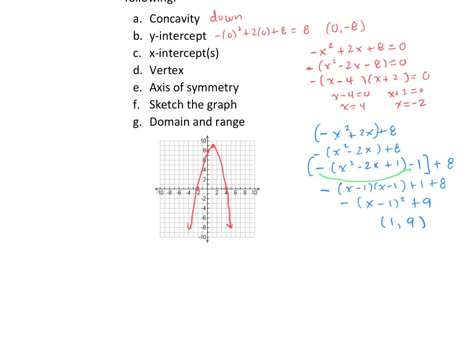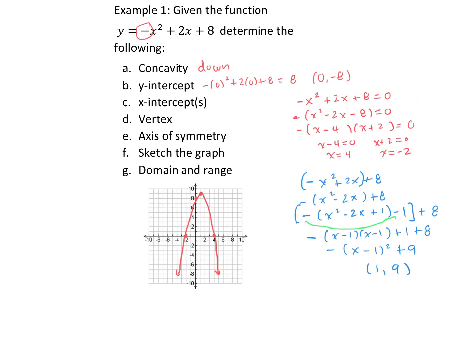So I have determined that it's concave down. I put in 0 to get the y-intercept. I factored to get the x-intercepts. I completed the square to get the vertex. The axis of symmetry goes through the vertex, so it's right here. This is my axis of symmetry at x equals 1. And I've got my sketch.